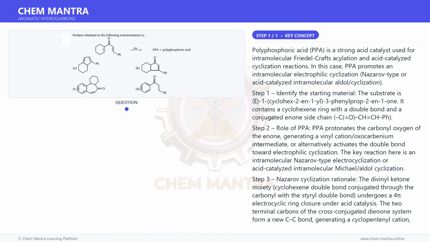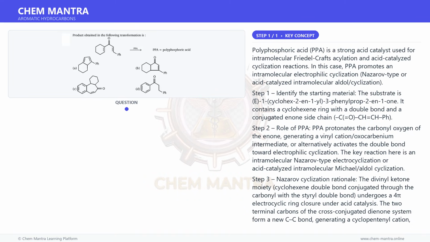Step 2. Role of PPA. PPA protonates the carbonyl oxygen of the enone, generating an oxocarbenium intermediate, or alternatively activates the double bond toward electrophilic cyclization. The key reaction here is an intramolecular Nazarov type electrocyclization or acid-catalyzed intramolecular Michael aldol cyclization.